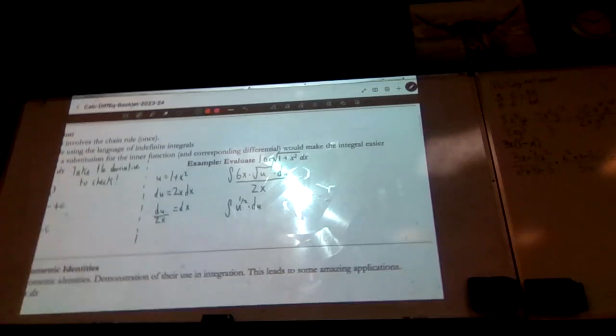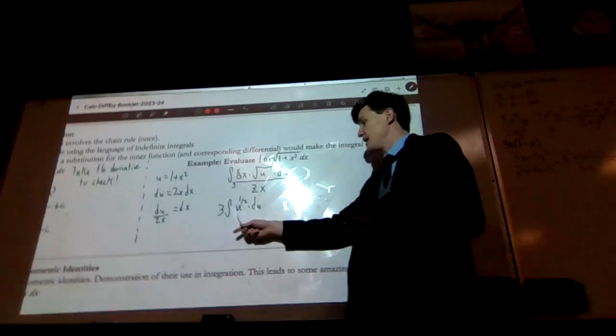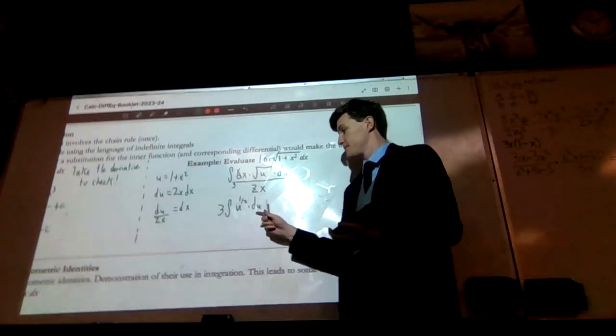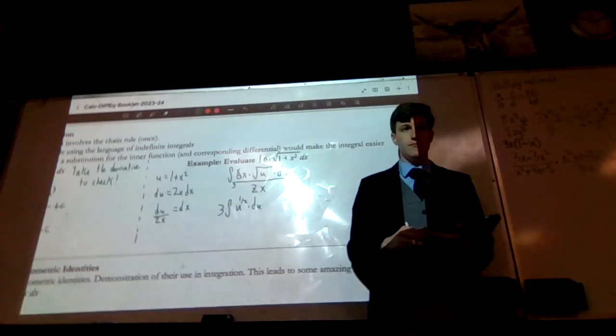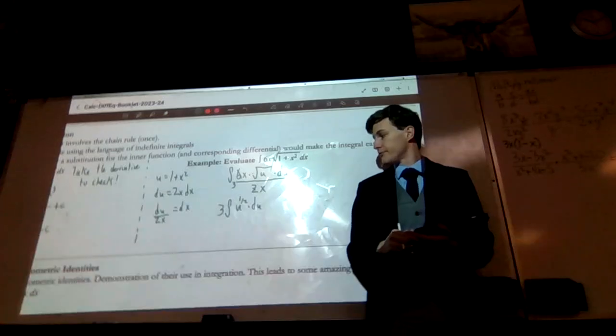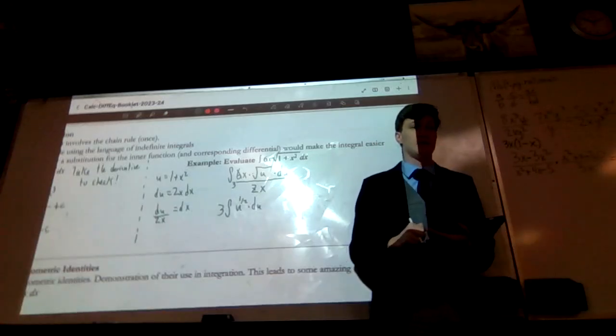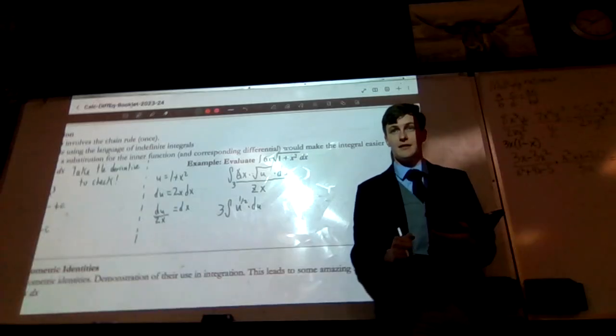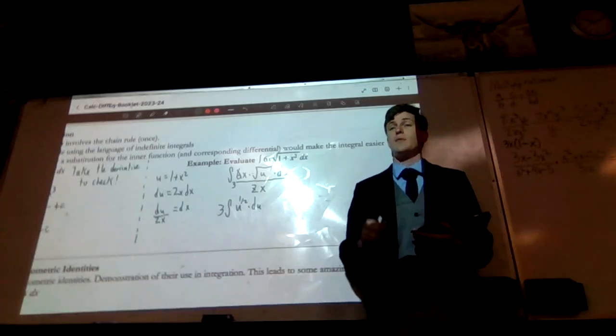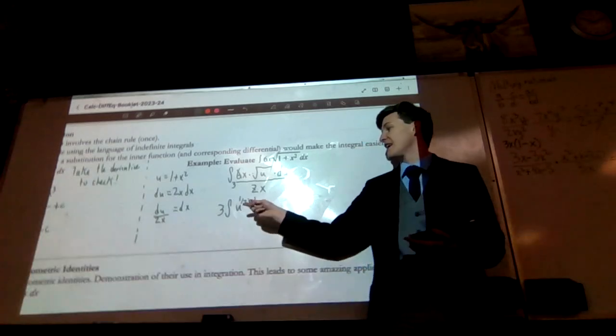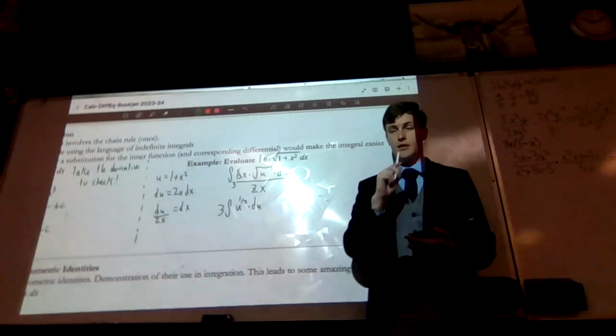The x's cancel. 6 divided by 2 gives you 3 there. So 3 times the integral of u to the 1/2 times du. Now, can anyone give me the integral of u to the 1/2? No natural logs here, because remember, that's when you have an x in the exponent, or a u in the exponent.